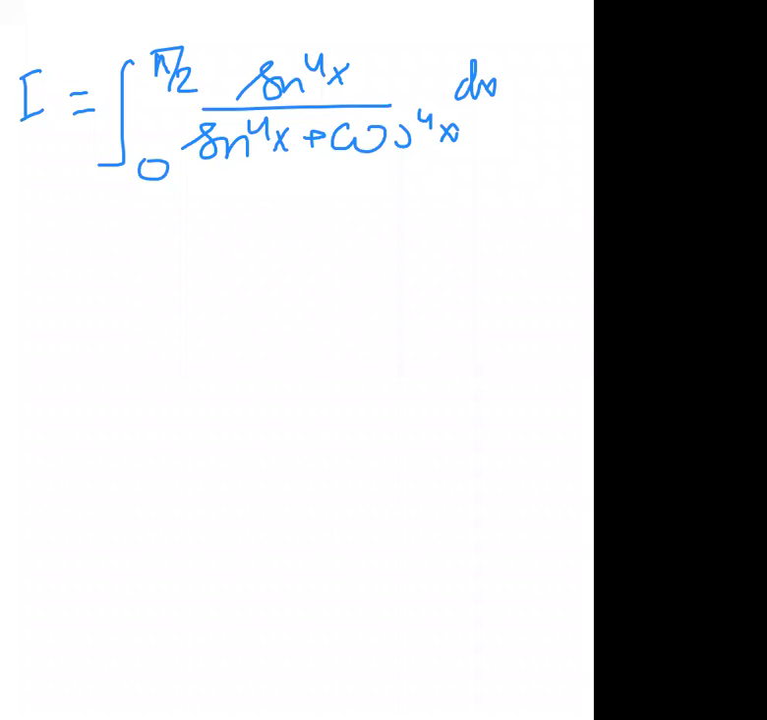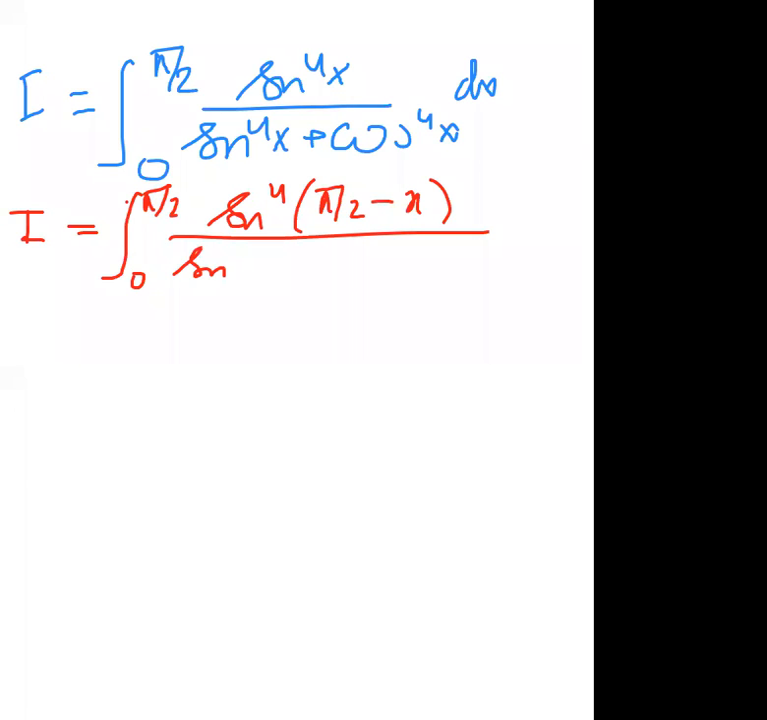So this question is based on property P4, and I'm going to solve this now. Hope you have tried and many of you will be able to solve this question. It will be integral from 0 to pi by 2 of sine to power 4 (pi by 2 minus x) upon sine to power 4 (pi by 2 minus x) plus cos to power 4 (pi by 2 minus x) dx.